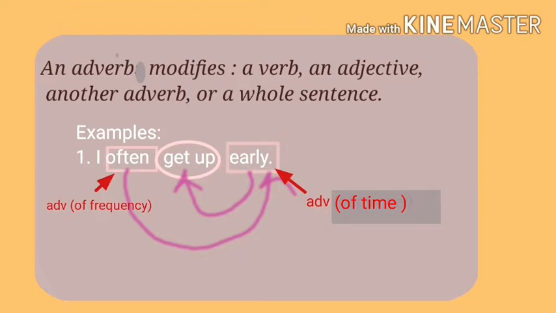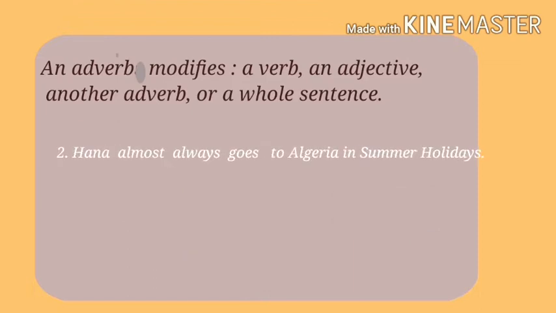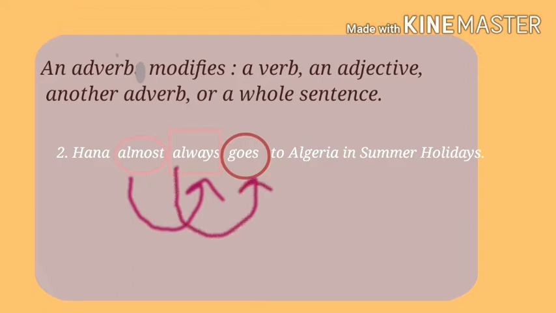Okay, now we move to the other example. Second example, we have here two adverbs, almost and always, and they are both before the verb goes. Almost modifies the adverb always, and always modifies the verb goes.